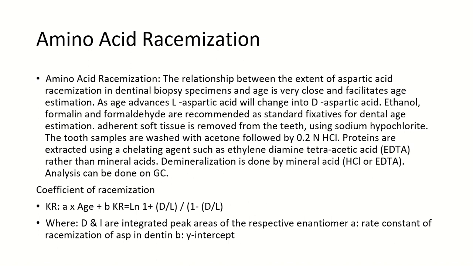done using GC. The coefficient of racemization is given by this formula: Kr equals A into age plus B, where Kr equals natural log of (1 plus D by L) by (1 minus D by L). D and L are integrated peak areas of the respective enantiomers, whether L-aspartic acid or D-aspartic acid. A is the rate constant of racemization, and B is the y-intercept.